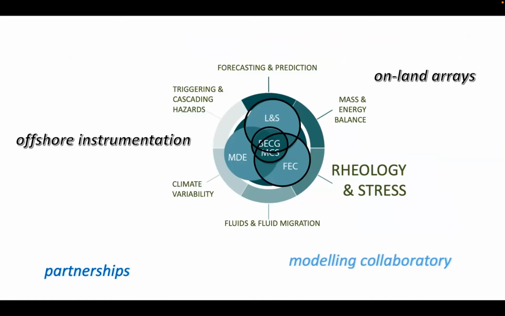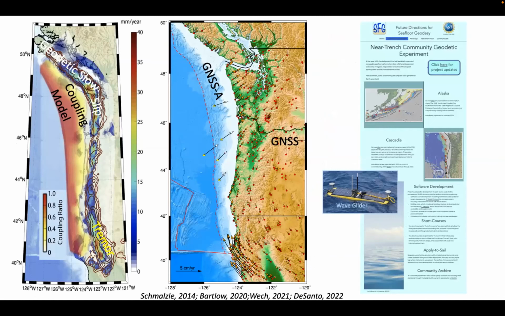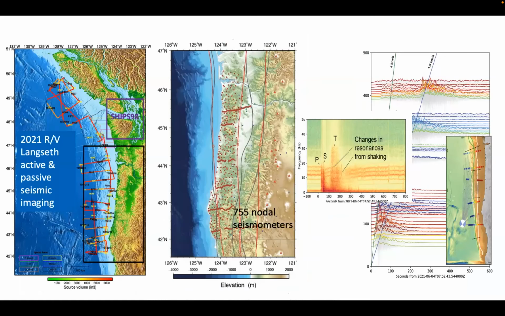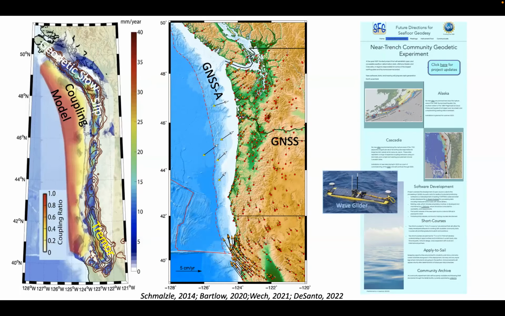And finally, a cross-cutting theme of rheology and stress. These are two maps on the long-term timescale. This was mentioned by others. We have a wide range of uncertainties in coupling, largely due to the lack of data offshore. This is being addressed by the installation of GNSS-A. Gavin already mentioned the community experiment for GNSS-A, so I'll skip that.